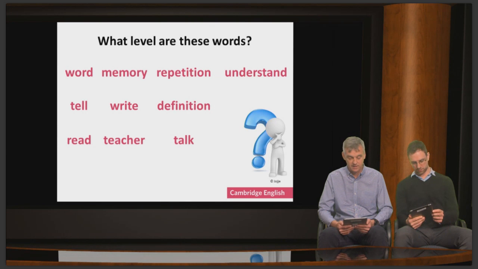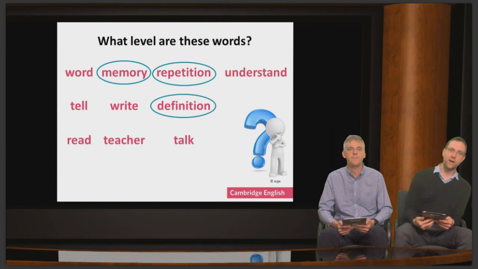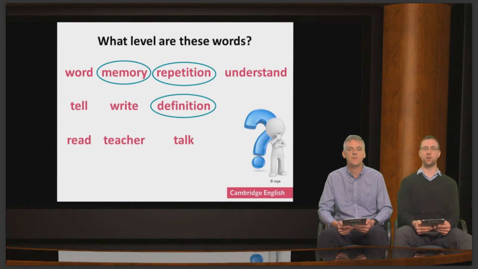We've got quite a few answers coming in. Most people are picking out the 3 words: definition, repetition, and memory. Absolutely. Definition, repetition, and memory. Yes, well done. You correctly spotted that these 3 words are not on the Cambridge English Starters list.